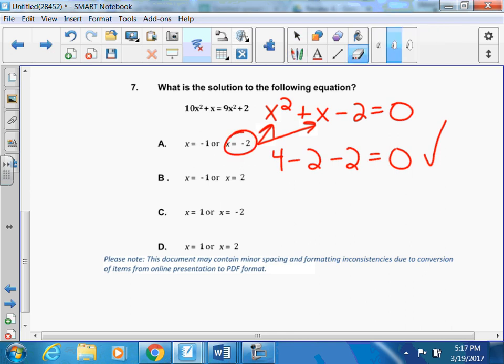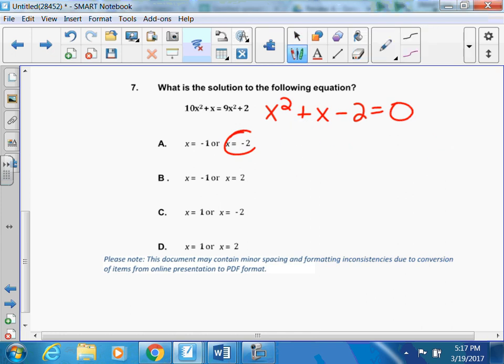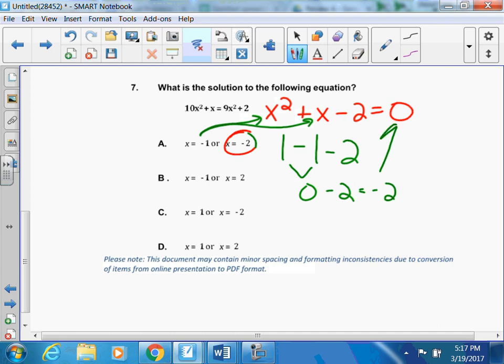But then we would check the negative 1. So let's check negative 1 right here. Okay, we're going to plug that in. Negative 1 squared is 1. Plug in negative 1 for x here. It's going to be minus 1 and then minus 2. 1 minus 1 is 0. Minus 2 is negative 2, not 0. So negative 1 does not work.